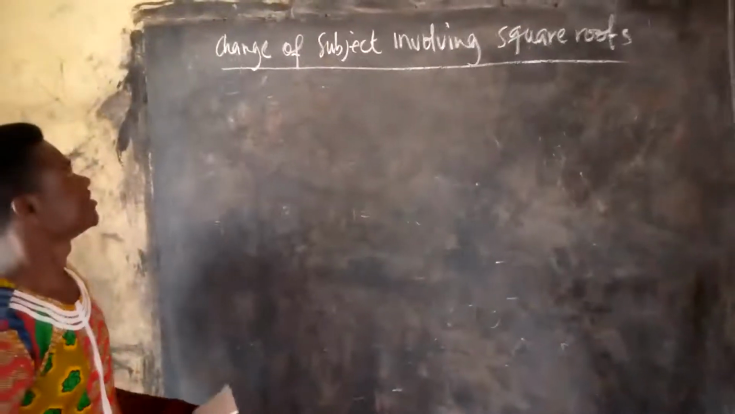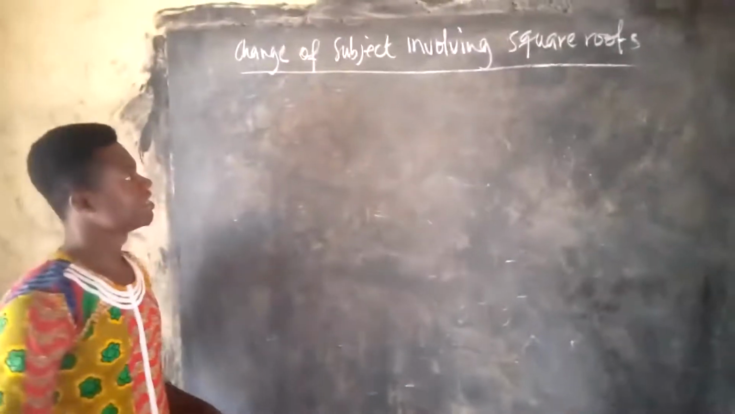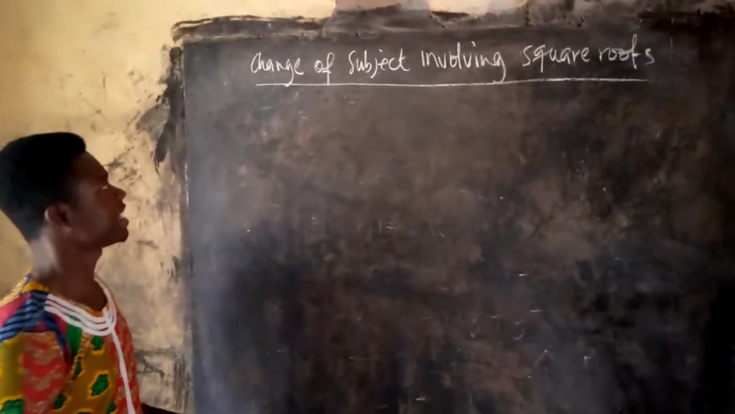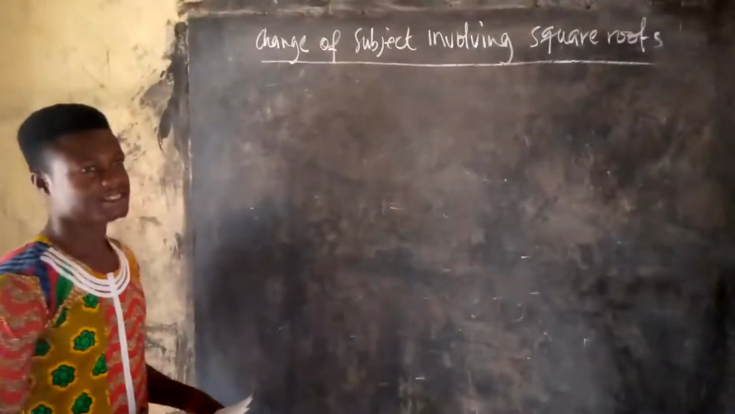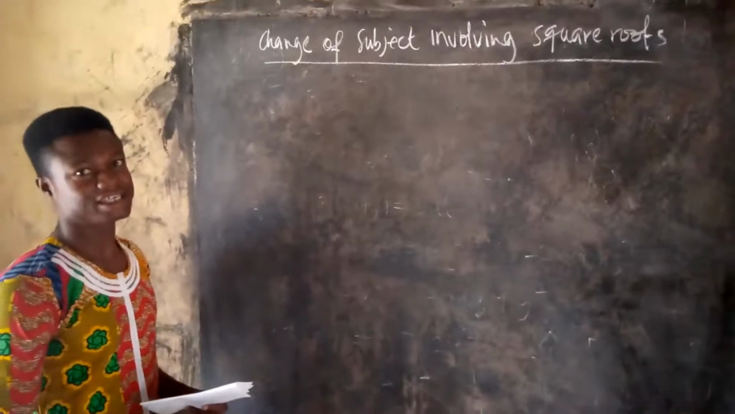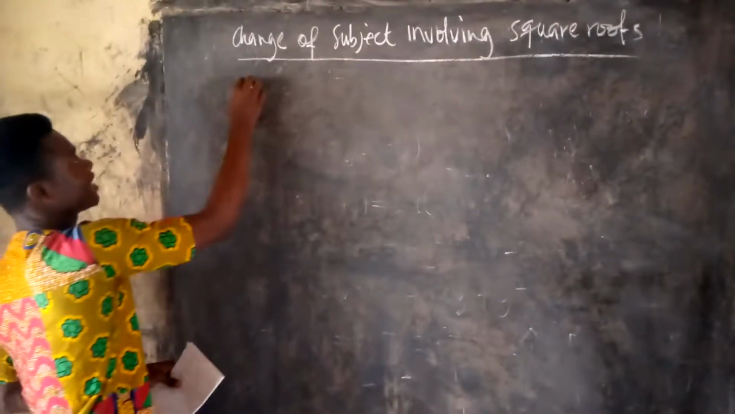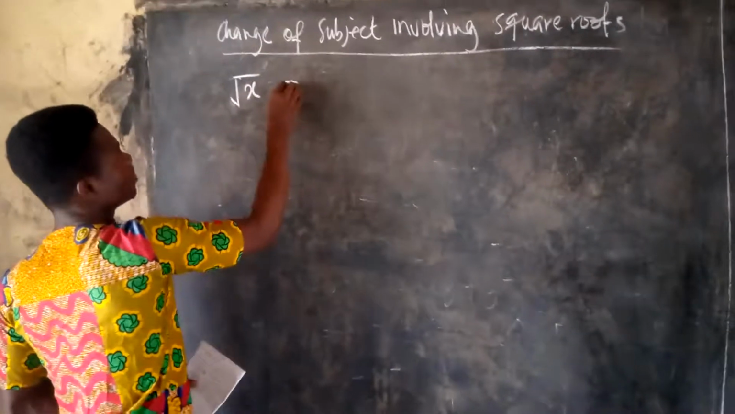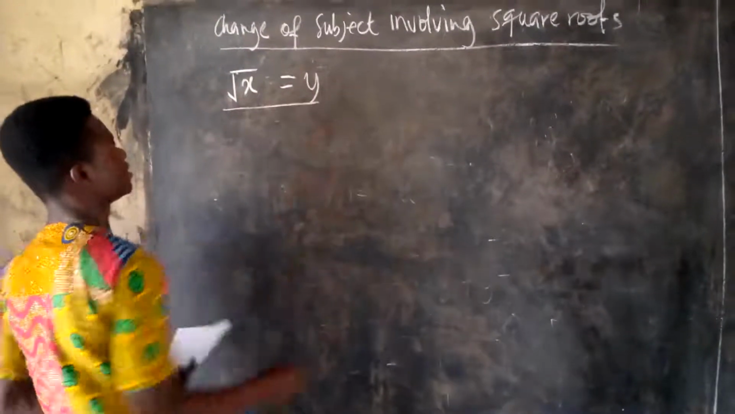Richmond, and today's tutorial is on change of subject involving square roots. I'm doing this tutorial because sometimes it's very hard when students are asked to make a variable the subject and the variable is inside a root. So what you have to do, if a variable is inside a root and you want to eliminate it, let's consider this equation.